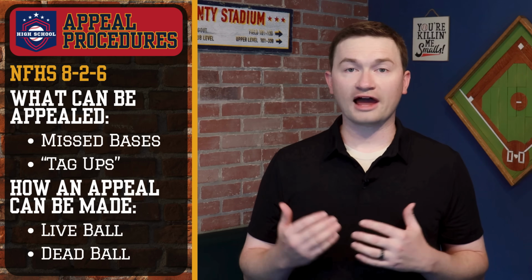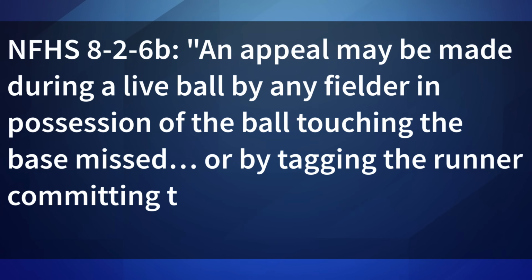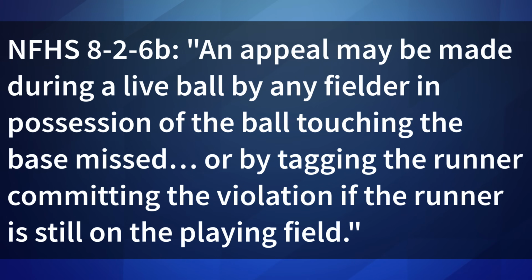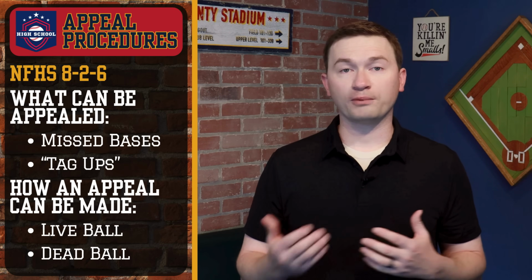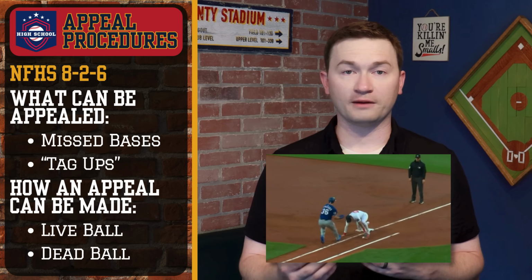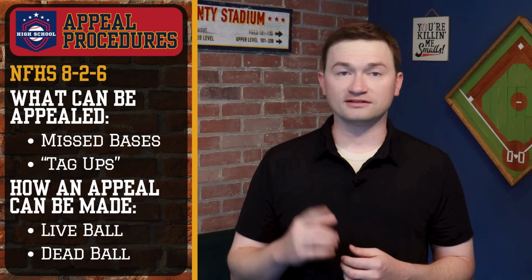Let's first look at a live ball appeal in Rule 8-2-6B. An appeal may be made during a live ball by any fielder in possession of the ball touching the base missed, or by tagging the runner committing the violation if the runner is still on the playing field. From this rule, you may be thinking that in our play, we should have an out when the player picks up the ball while in contact with the bag. But that's not the case.